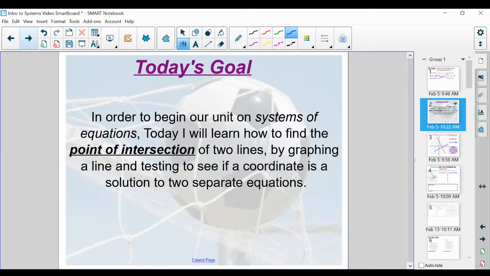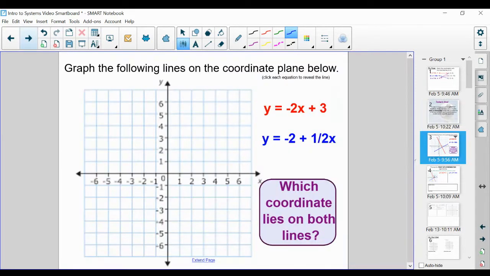So very similarly to what we did before, where we had those coordinate points and we were seeing if they would be on the line, we're going to be taking that concept and applying it into our new topic, which is called systems of equations. We are going to be starting on chapter 5 today. So without further ado, let's begin.